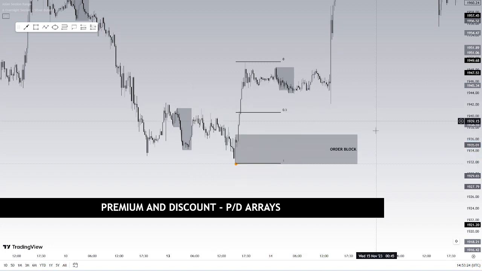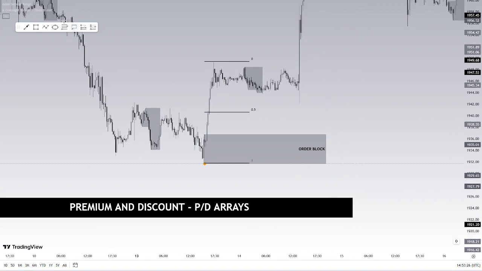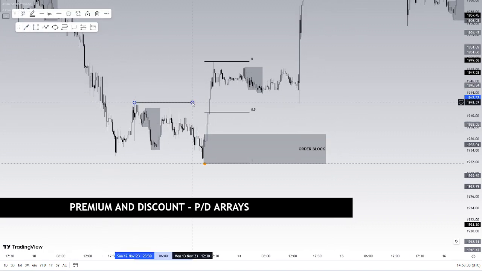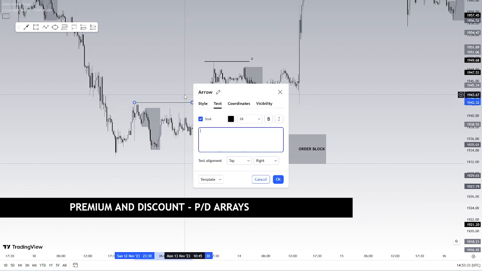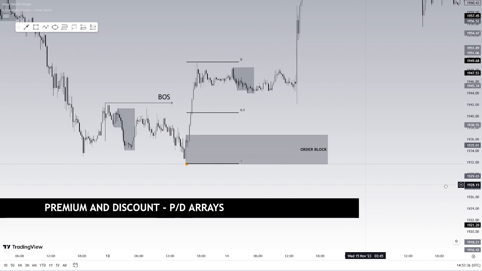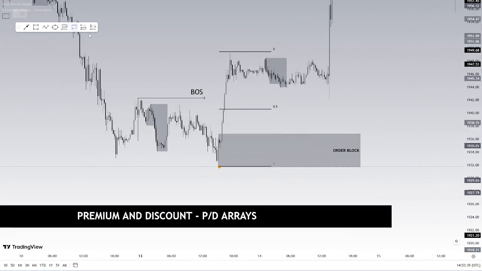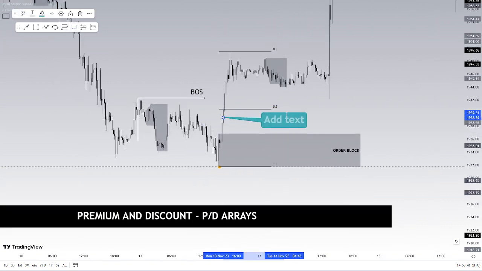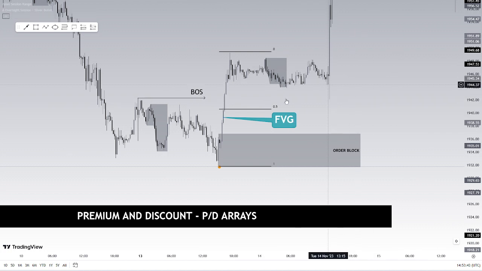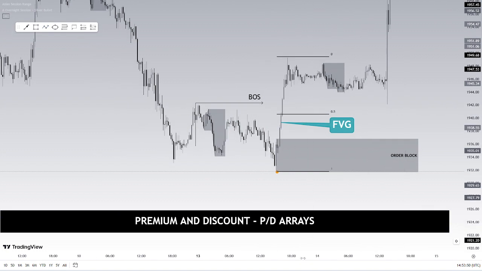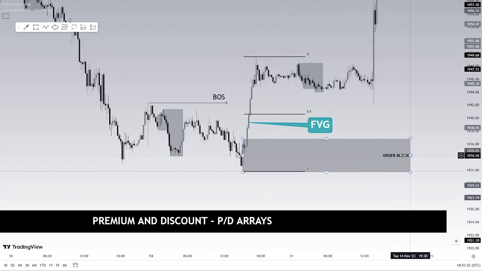Order block identification will come from understanding that we've had a break of structure in this region. So we've seen price break structure, marked out with the arrow. So we've seen a clear break of structure. We've seen price leave a fair value gap in this region. And we see price giving us an area below the 0.5 level over here, right? Giving us our valid order block.